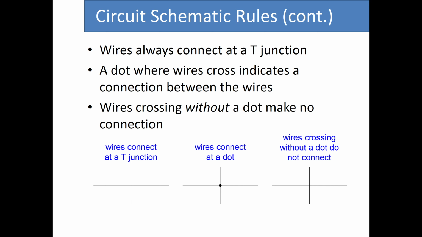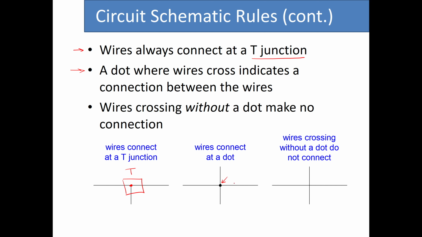There are some other rules as well, especially when we have intersection of wires. So if we have wires that form a T-junction, something like this, right? This T-junction, they are always connected. So even though I didn't put any circle here, since it's a T-junction, we know that it is connected. On the other hand, if we have a dot where several wires cross, that means that all of those wires are connected. So this is the case for this one.